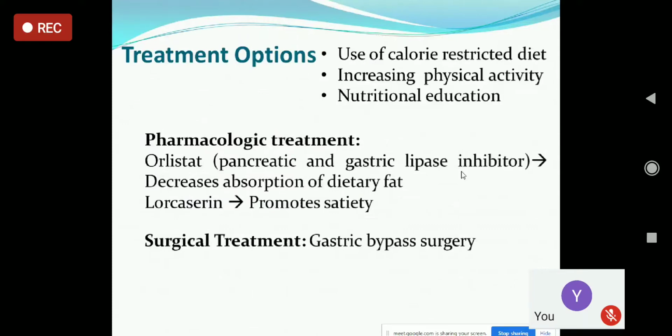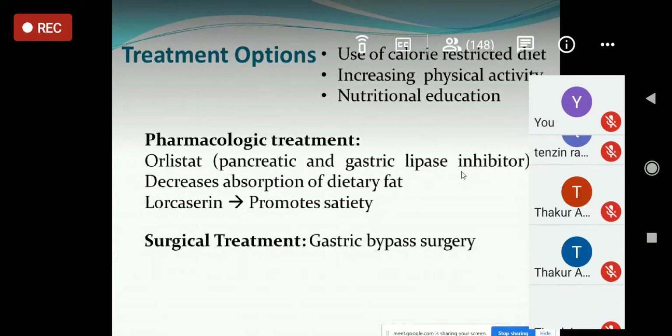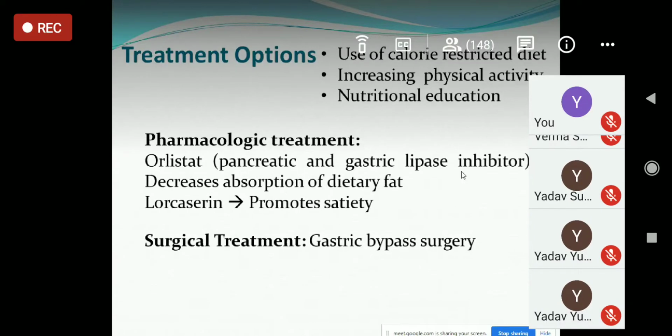What are the treatment options for obesity? Number one is the use of a calorie restricted diet. Dieting is the most commonly practiced approach to weight control. And also, increasing your physical activity can lead to weight reduction, and nutritional education regarding what kind of food to eat should be given.